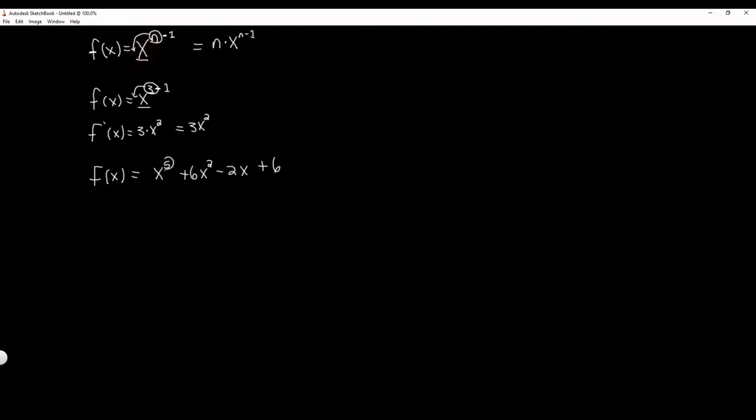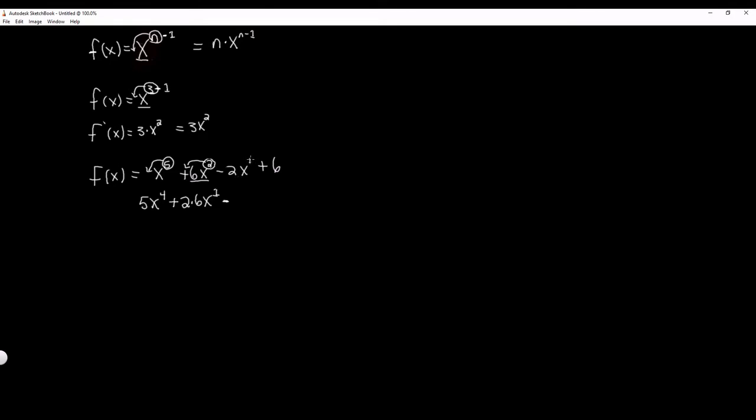So if we take the exponent and move it to the front, that'll leave us with 5x. And then we subtract 1 from 5. That'll be our new exponent. So 5x to the 4th plus, then we take the derivative of 6x squared. We bring 2 out to the front, but if you look up to our formula, we multiply it by the function. So this will be 2 times 6x, and then we subtract 1 from 2, and our new exponent will be 1, minus, so we have 2x.